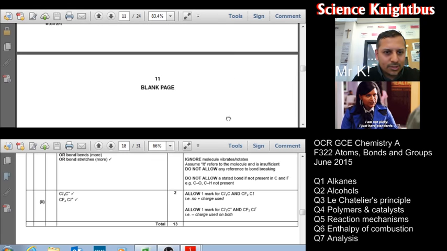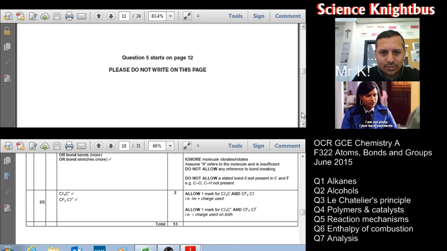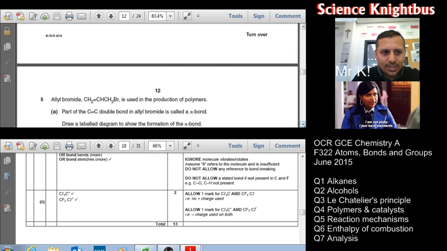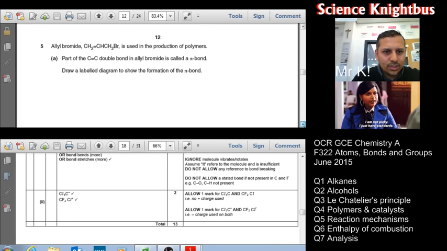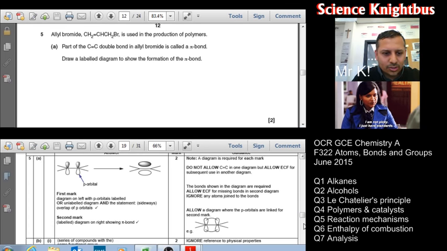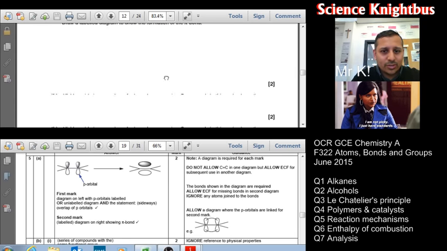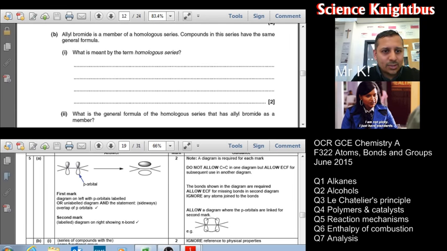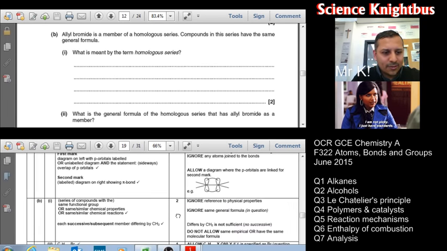Skipping on, back a page, thank you. Right, okay, allyl bromide is used in the production of polymers. So we're going to move on now to structures. The really powerful diagram, this p orbital diagram, make sure that you do know it. The first mark is given for the labelled diagram with the p orbital, and then the second mark is given for the label on the right showing the pi bond. So make sure you learn those diagrams, okay? Keep sketching them until your exam.